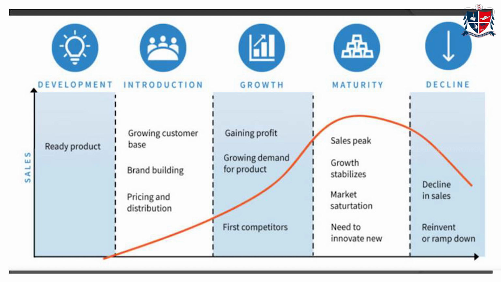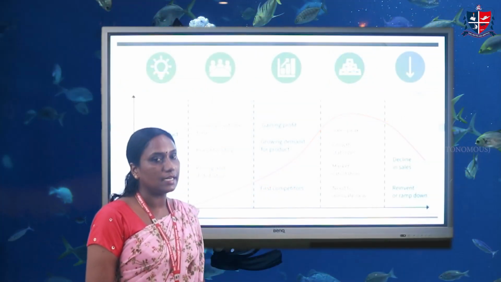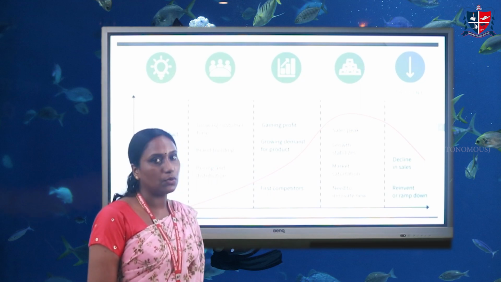In the maturity phase, sales are at their peak level, growth stabilizes, market saturation is happening, and there is a need to innovate something new. In the decline phase, a large decline in sales happens, and you reinvent or ramp down the product.